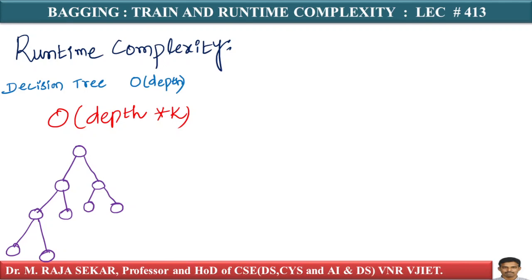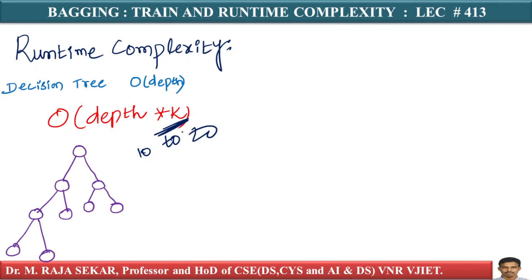Now, since you have k trees, the depth is multiplied by k, so it is order of depth times k. And remember that the depth in random forest is going to be slightly large. Depth is going to be 10 to 20, not more than 20. It is not going to be 2 or 3.